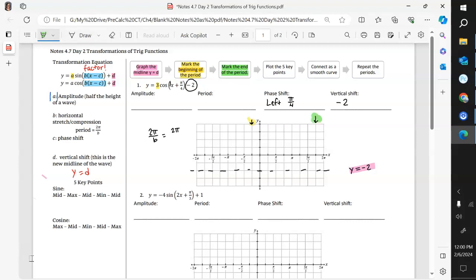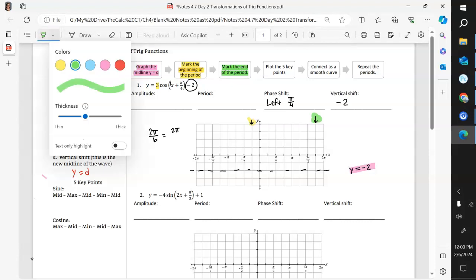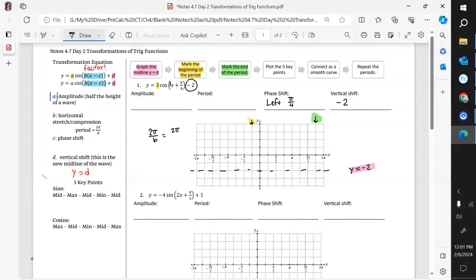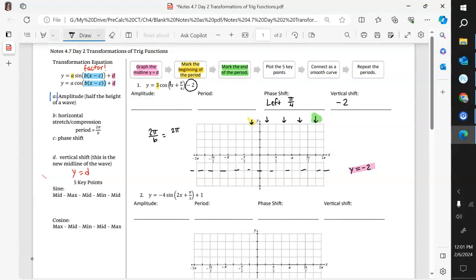Okay. Now I'm going to plot my 5 key points. 2 of my key points are going to happen at the beginning and the end. The other key points are going to happen halfway in between. So halfway in between these two would be here. And also a quarter of the way in between. So a quarter of the way would be here. And 3/4 of the way would be here. So I'm going to get my 5 key points at those values.